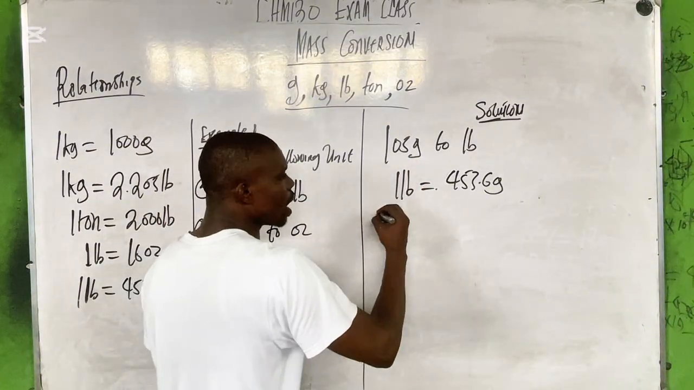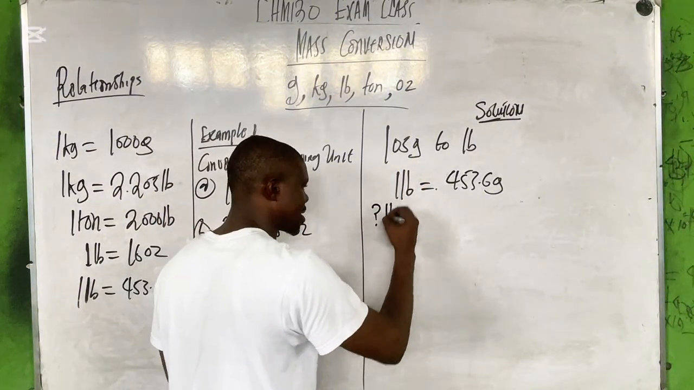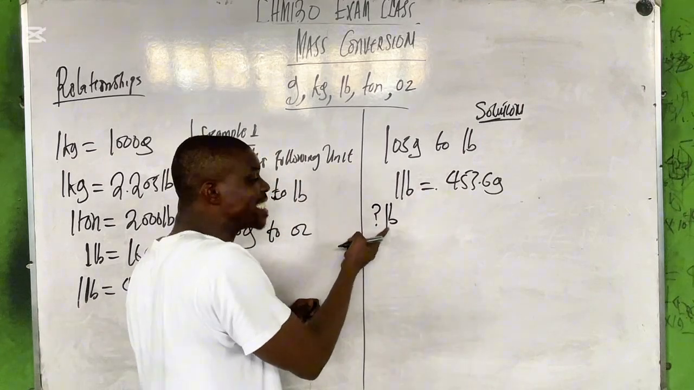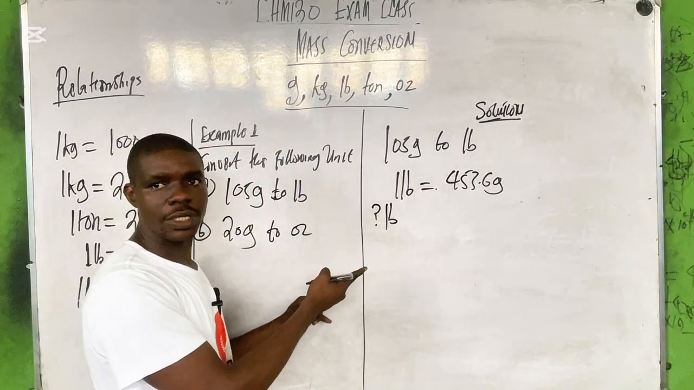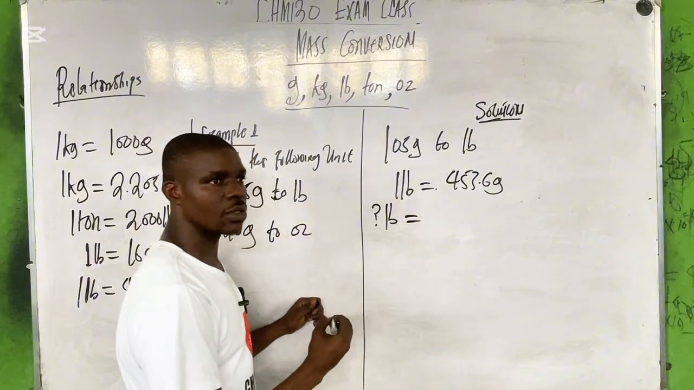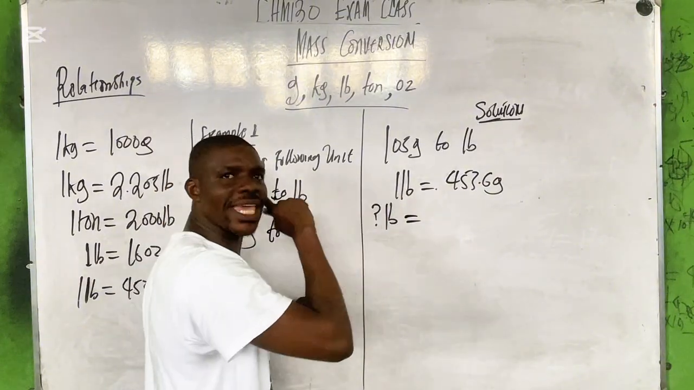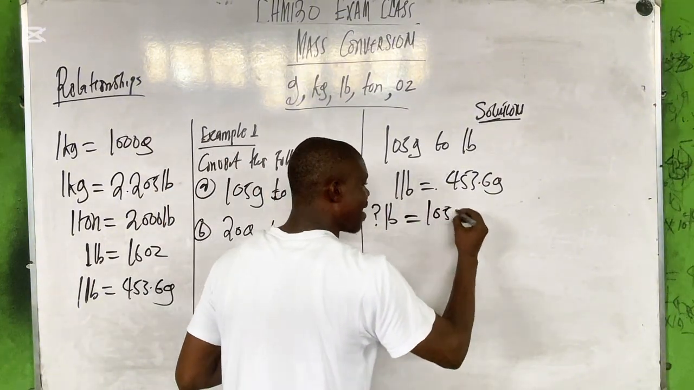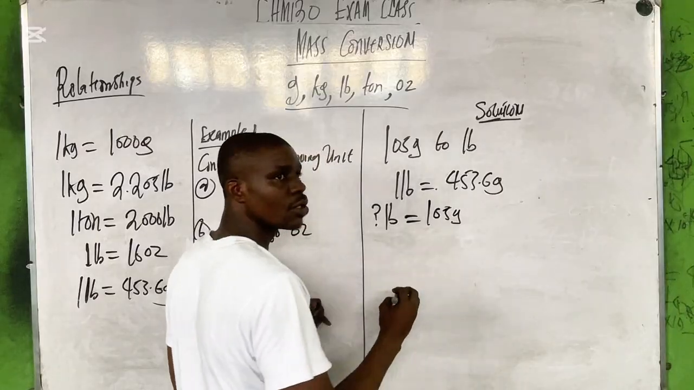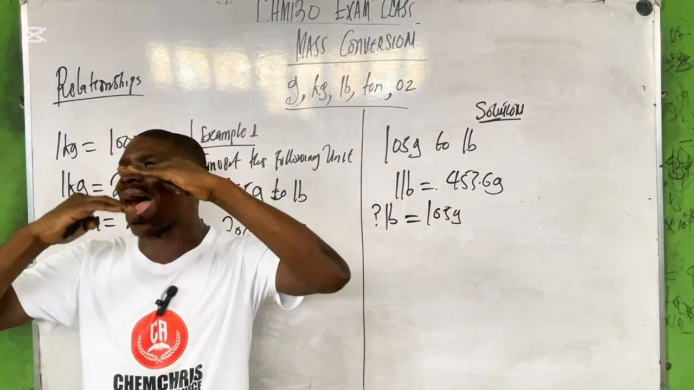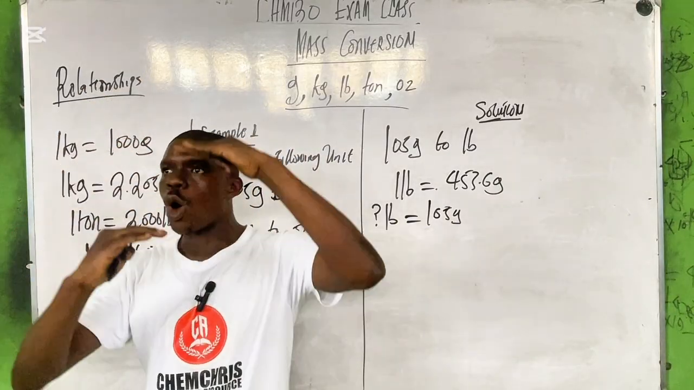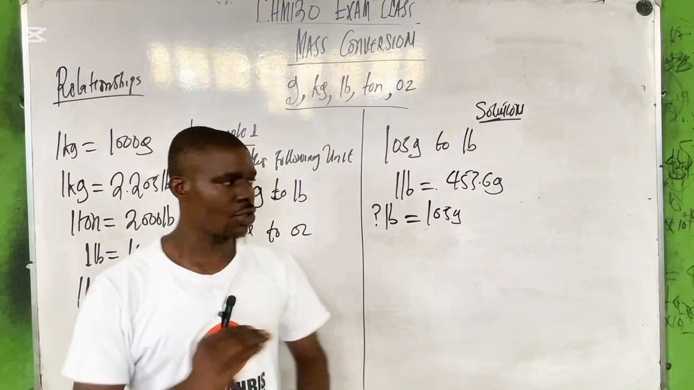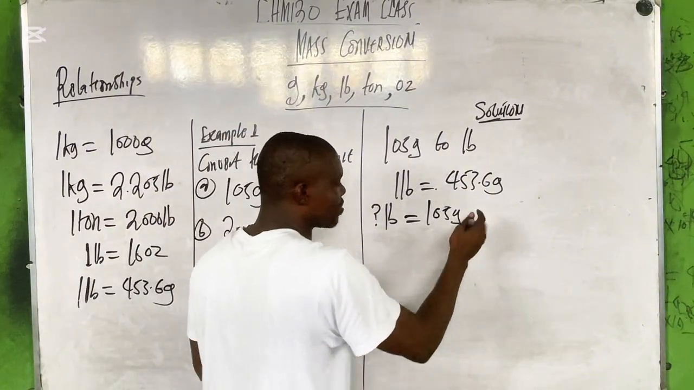Now, it's going to be question mark pounds. Why are we putting a question mark here? Because this is what you are looking for. This is what I want. Now equals to, what are we given? 105 gram. So now, you're going to arrange it in fraction, numerator and denominator. So it's going to be 105 gram over what?